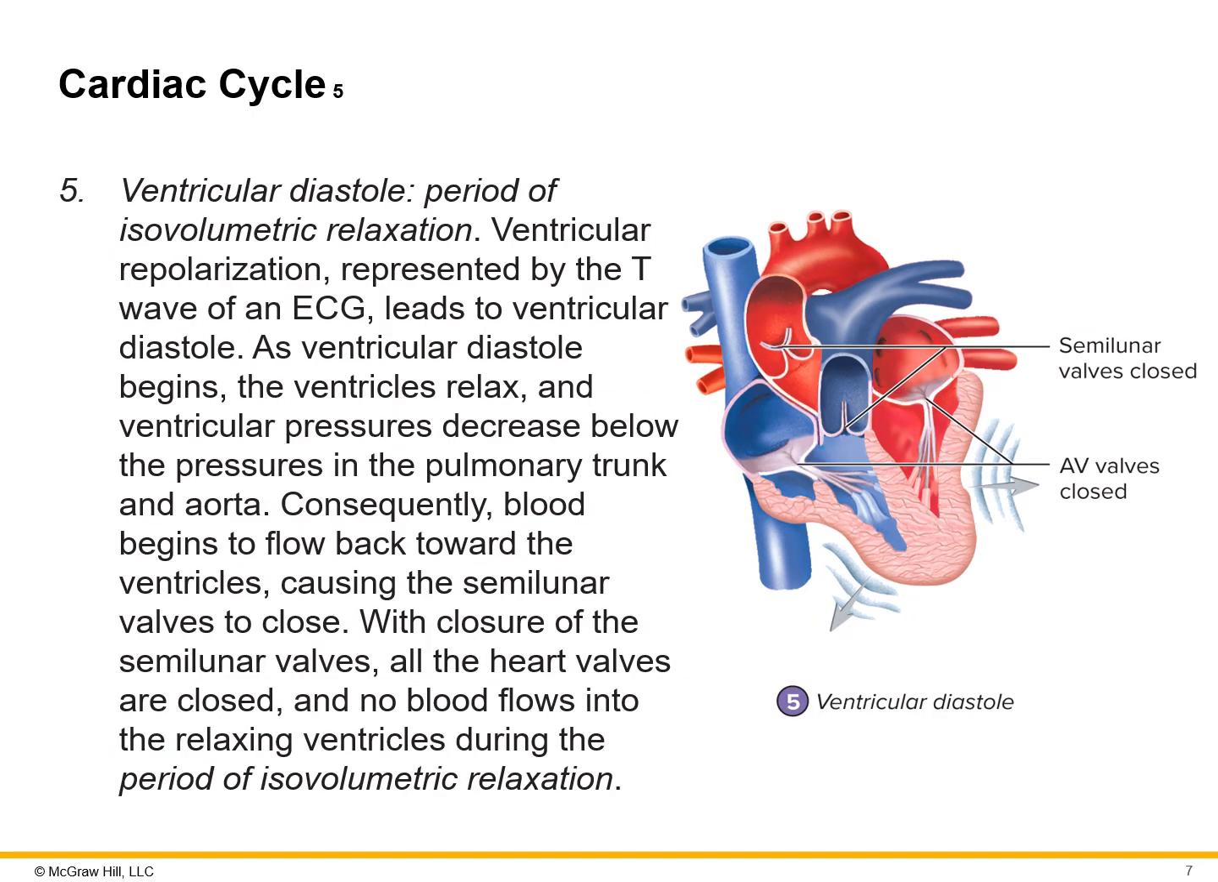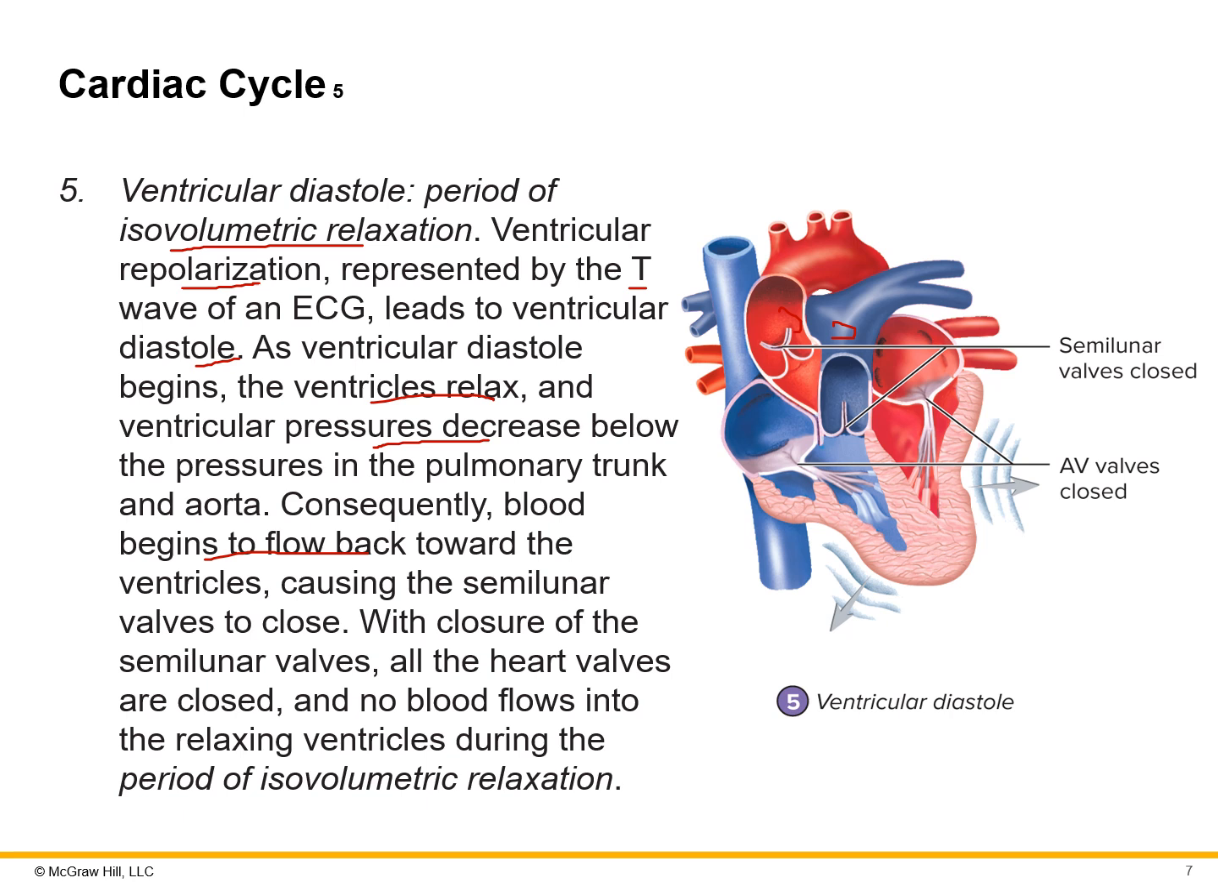Then we get the ventricle diastole. So again, this is relaxation. So it's called isovolumetric relaxation. During that ventricular repolarization, which is the T wave on the ECG, that leads to the relaxation, the diastole. As that begins, the ventricles relax. That causes the pressure to decrease below what is in the pulmonary trunk or in the aortic arch. And so consequently, the blood begins to flow back toward the ventricles.